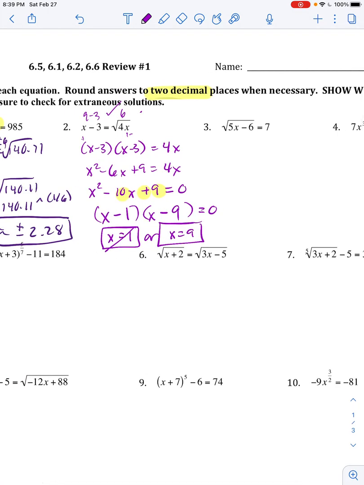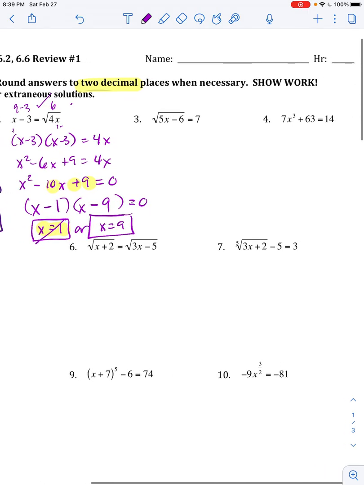On the test, you want to show all your work. You want to have this answer there so I know you got it, and then you want to cross it off to indicate that you know that it doesn't actually work in the equation.